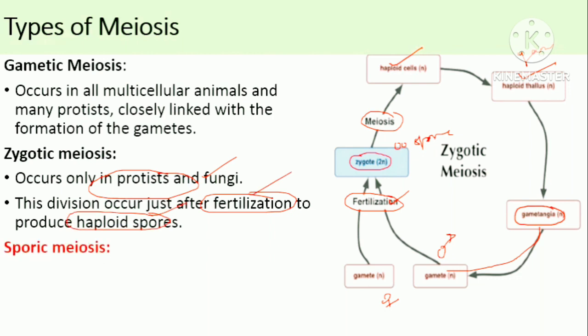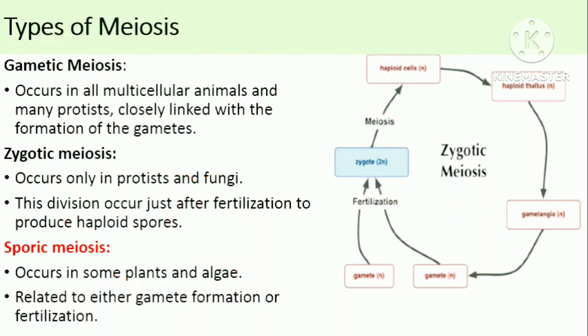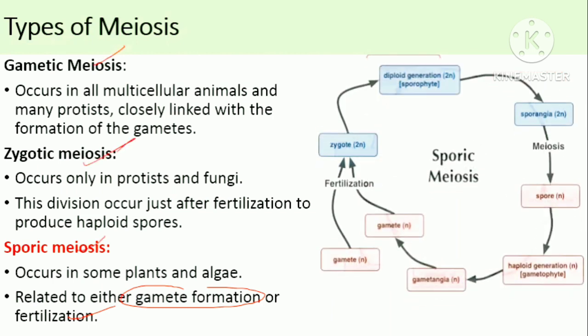Next comes sporic meiosis. It occurs in some plants and algae. This type of meiosis is related to either gamete formation or fertilization. So there are basically three types of meiosis. That is gametic meiosis, then zygotic meiosis and sporic meiosis.